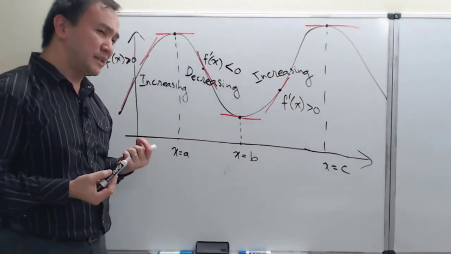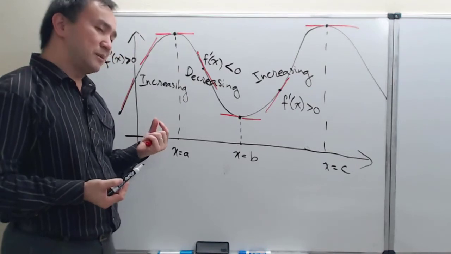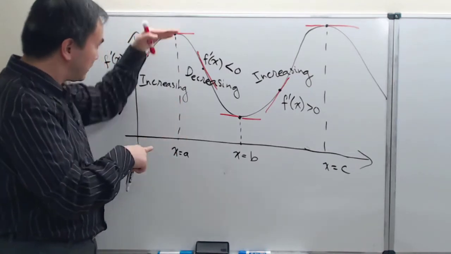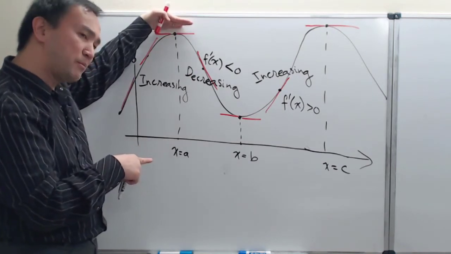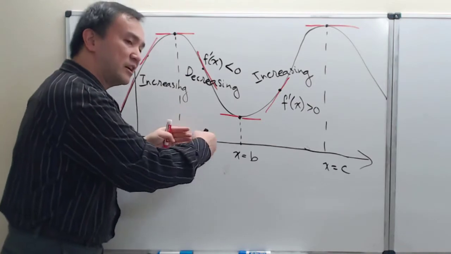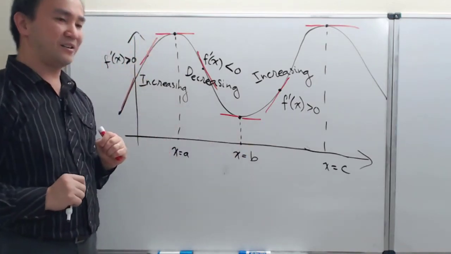And so increasing and decreasing are two properties that only happen over an interval. They're not going to happen at one single point. One single point makes no sense. Increasing or decreasing has to take place over an entire interval.